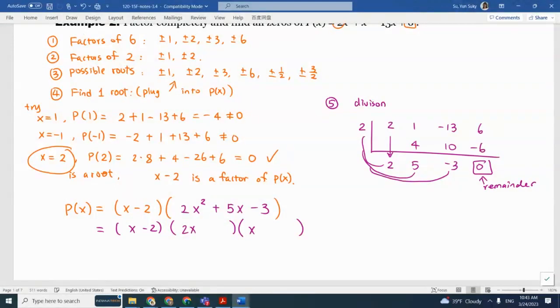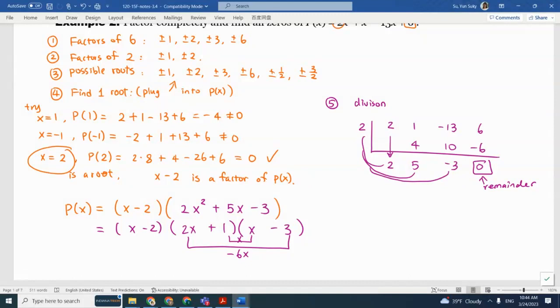2x and x, right? What are the factors of negative 3? 1 and negative 3 or negative 1 and 3, right? Okay, so let's put 1 and negative 3 here and see if that works. So we multiply the outside, we get minus 6x. We multiply the inside, we get x. You add them up, you get negative 5x.